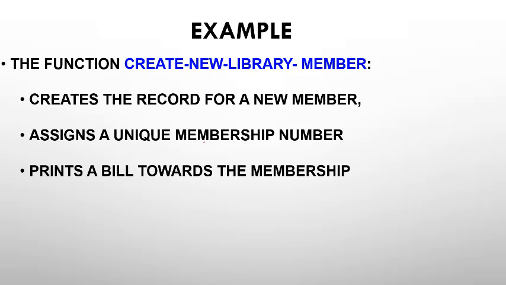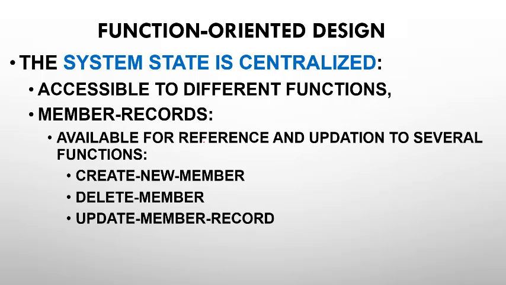For example, if we have a function create new library member, then essentially we should create the record of a new member, assign a unique membership number to him, and print a bill towards his membership charge. So this high-level function may be refined into some sub-functions like create the record for a new member, assign the member a unique membership ID, and print the bill towards the membership. Each of these sub-functions may be split into more detailed sub-functions and so on. So this is one approach of function-oriented design.